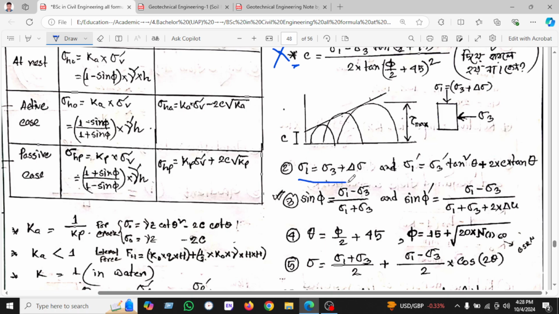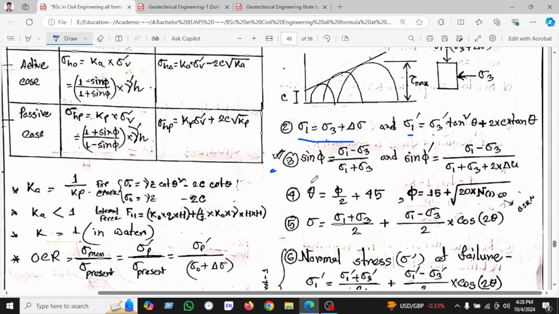Here is another formula. Sigma 1 is the principal load, equal to sigma 3. Sigma 3 is the confining stress, and delta sigma is the deviator stress, which is applied vertically on sigma 1. Sigma 1 prime equals sigma 3 prime tan square theta plus 2c tan theta. Here is an important formula: sin phi equals sigma 1 minus sigma 3 divided by sigma 1 plus sigma 3. In this way we will find the angle phi.